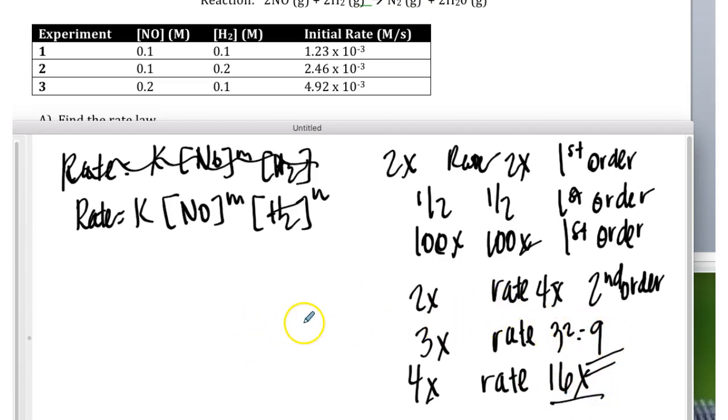But let's say you double something and the rate stays the same. Then it's zeroth order. Or you halve something and the rate stays the same. Then it's zero order. Or you multiply a concentration by 100, and the rate stays the same. It's going to be zero order. Okay? So look. We want to find the order for NO. So we look at NO. You have to choose one where the NO changes, but the other reactant stays the same. So if we look at 2 and 3, again, we can't use 2 and 3.